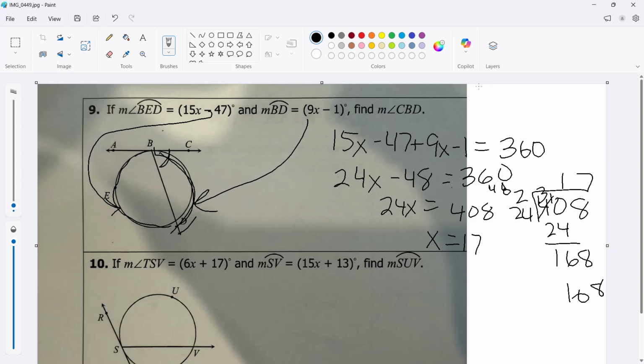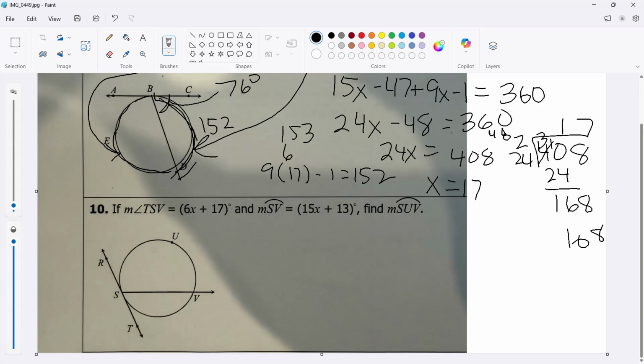And now what do I want? Measure angle CBD. CBD is going to be half of arc BD. Well, what is arc BD? It's 9 times 17 minus 1. 153 minus 1 equals 152. So the arc is 152. The inscribed angle then is 76. 76 degrees.